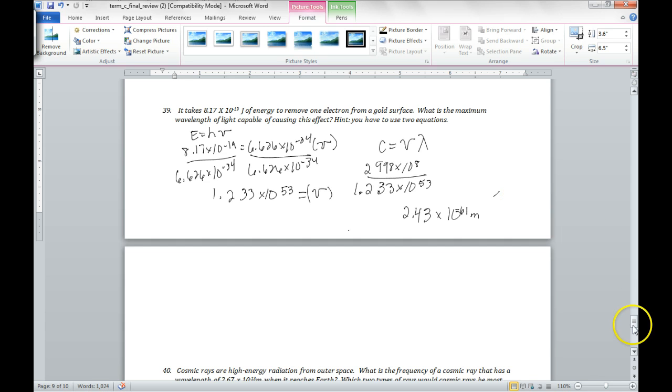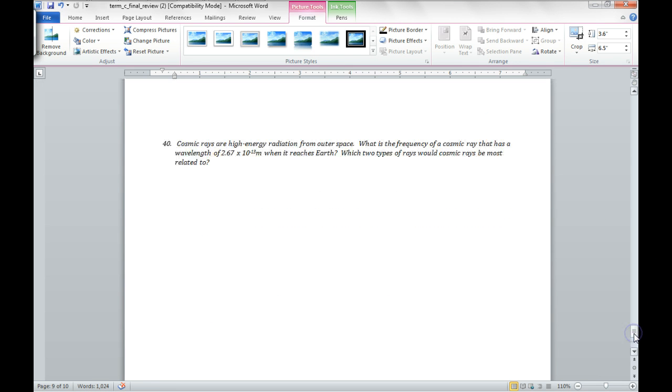Okay. Next, it's cosmic ray of a high energy radiation. What is the frequency of the cosmic ray that has a wavelength of that? Which two types of rays are the cosmic ray most related to? Okay, so we're going to use our speed of light is equal to lambda v, because we're trying to find our frequency. We have the speed of light, 2.998 times 10 to the 8th divided by 2.67 times 10 to the negative 13th. And I just did that whole thing in my head is equal to v.